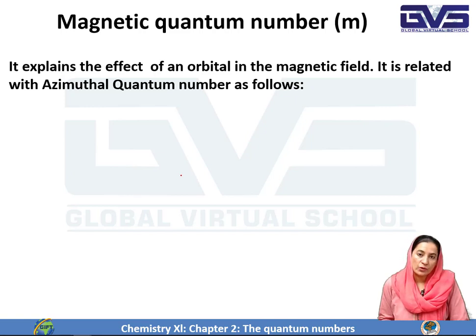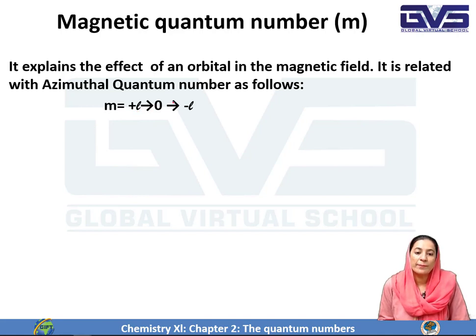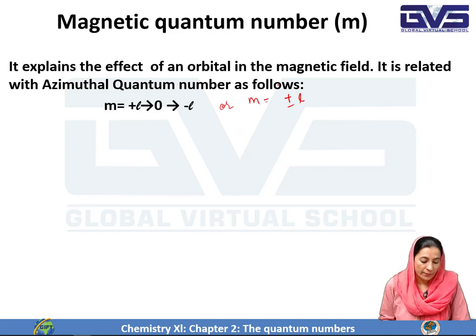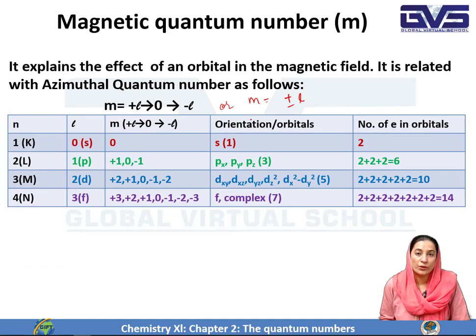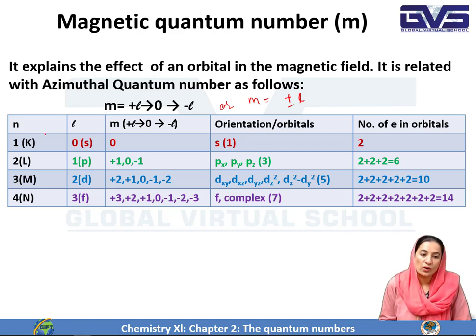The value of m depends upon the value of the azimuthal quantum number, like m is equal to plus L, 0 and minus L. You can also say m equals plus minus L. So its value depends upon L. If L is 0, then plus minus 0. If L is 1, then plus minus 1. I explained that with the help of this table. And how can we calculate the values of m? Basically that is the orientation. Now I am relating this magnetic quantum number to the azimuthal quantum number as well as to the principal quantum number, just summarizing in front of you.